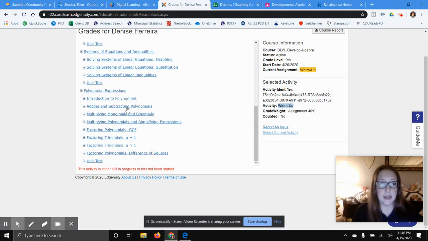If it clicks, there we go. So it'll introduce you to polynomials. We'll learn how to add and subtract them, multiply them, multiplying polynomials and then simplifying them. Then we'll learn how to factor them in 4 different ways, and then we'll have a unit test.